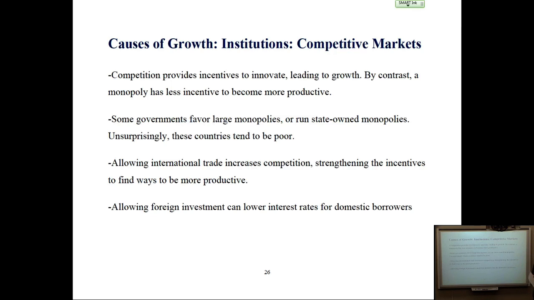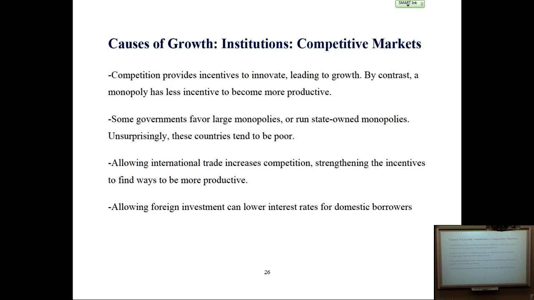Institution number 3, competitive and open markets. Competition provides incentives for growth and to make your products better. If you have a monopoly, that means by definition there's no one who's competing with you. So your incentives to make better products, or to make them cheaper, or make a better deal for your consumers are not as strong. If you're in a very competitive market, it's quite different.